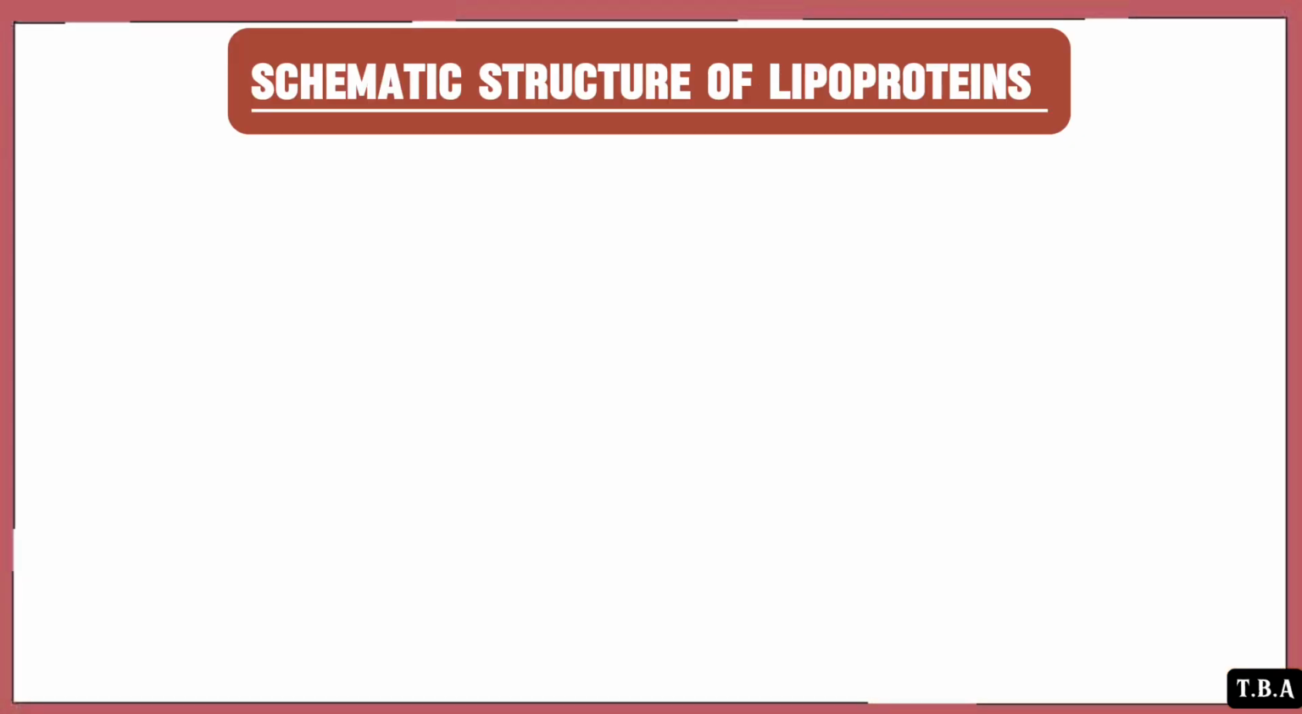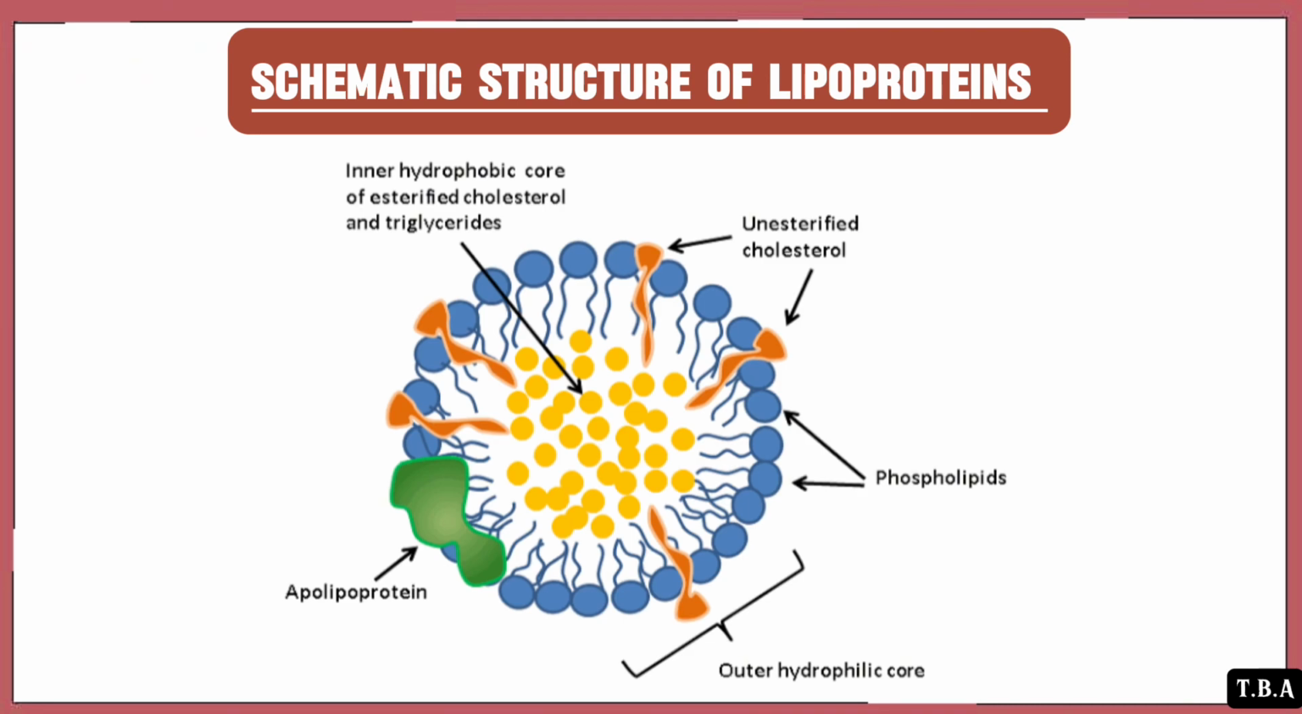Okay, let us talk about the schematic structure of lipoproteins. If we check our diagram, we'll say that it is comprised of phospholipids. And if you remember, phospholipid is an amphipathic molecule, meaning that it has a polar region, which is the head, and it also has the non-polar region, which is the tail, that is facing the inner core. And it's also comprised of unesterified cholesterol. Now, this unesterified cholesterol is important to maintain the fluidity of the cell membrane.